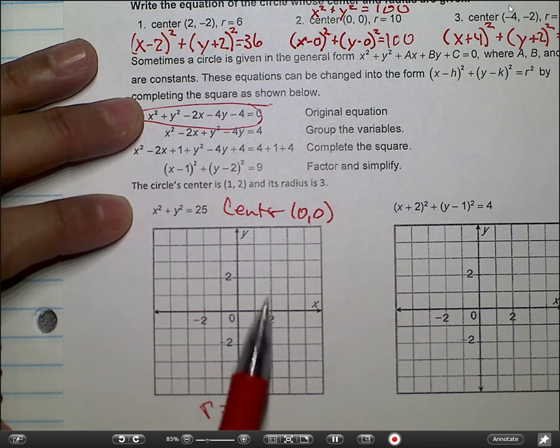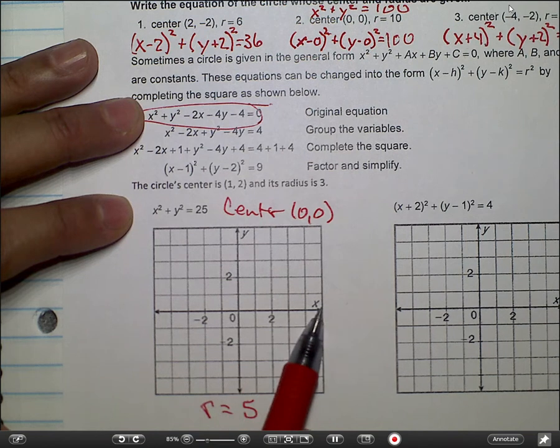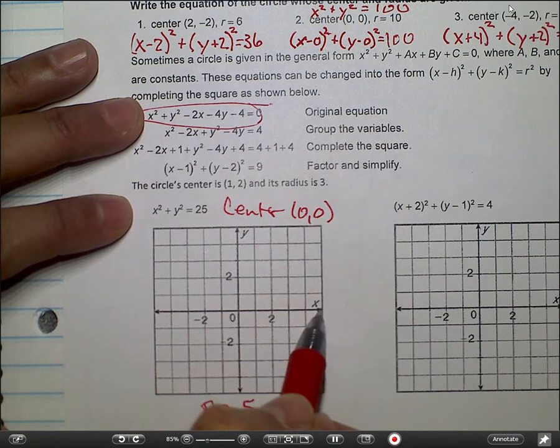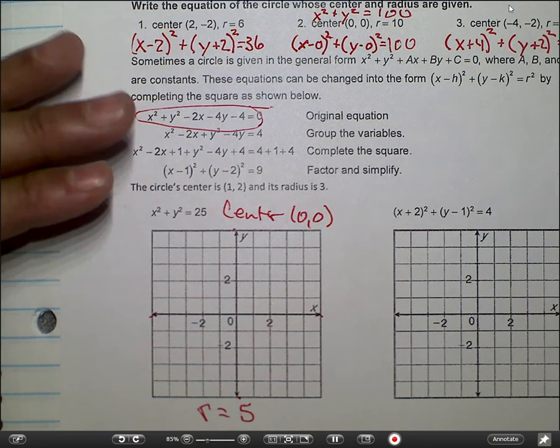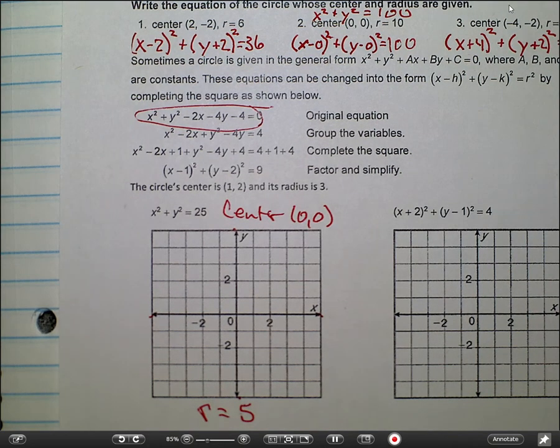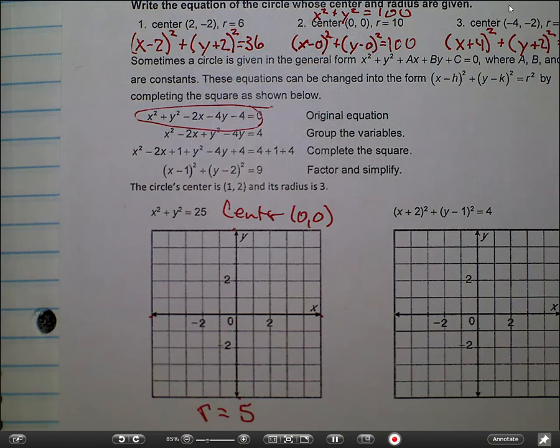So if I'm going to draw this, 1, 2, 3, 4, 5. So it goes here, here, here, and here. I'm going to do my best to try and sketch this, which my compass is broken. I have like 3 compasses here, and they're all broken.